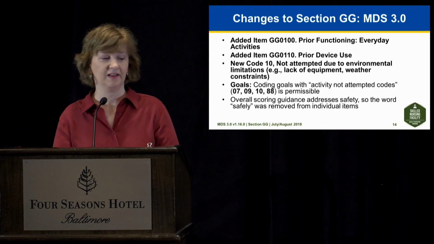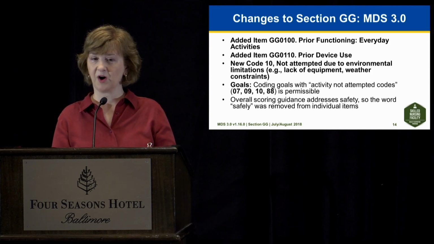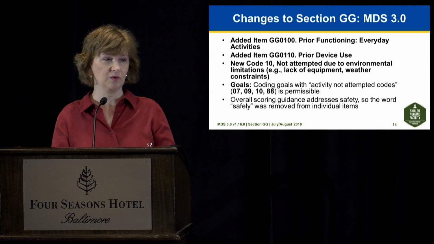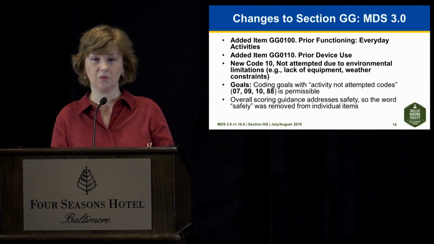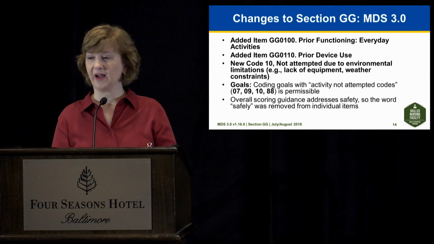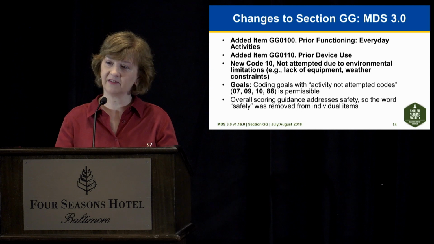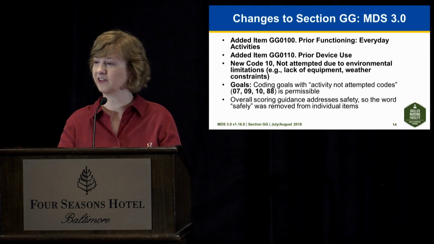Okay, so now I want to highlight the changes to the data set. As I mentioned, for prior functioning, there are 2 new sets of items, GG0100 and GG0110. I also want to highlight that there's a new code with the new items being added, for example, car transfers or uneven surfaces.